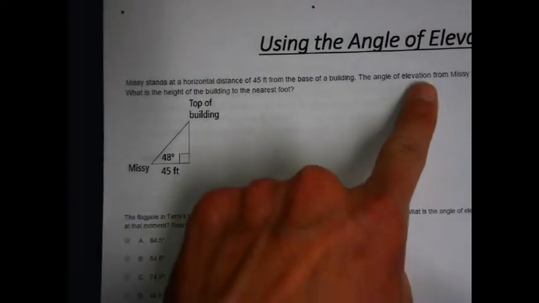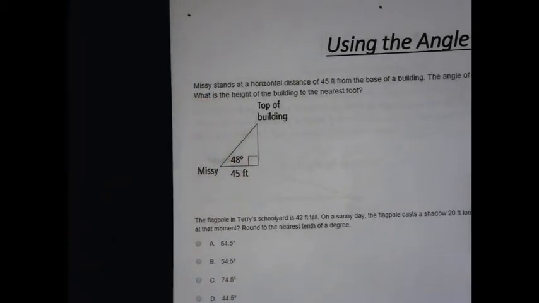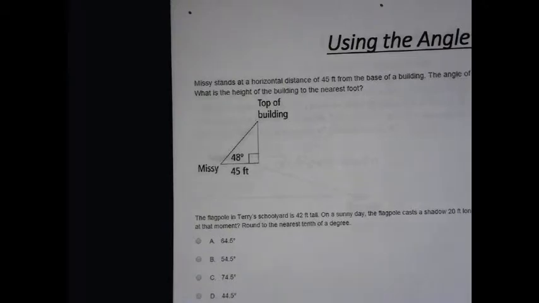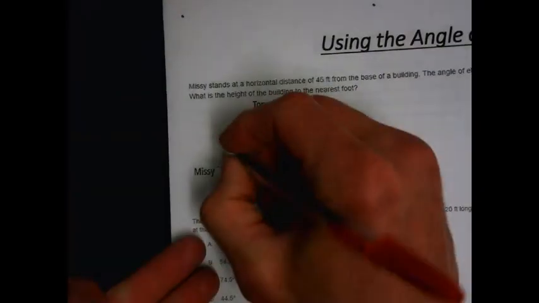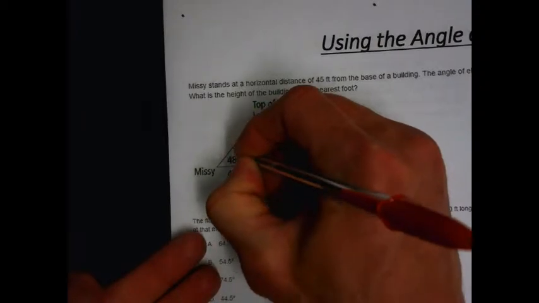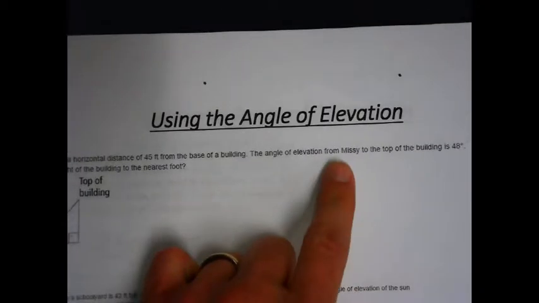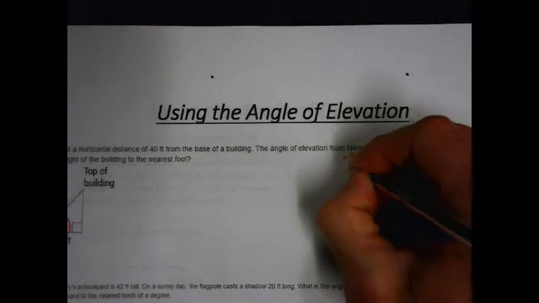The angle of elevation is 48 degrees. What is the height of the building to the nearest foot? Okay, so we're going to look for the height of the building to the nearest foot. Now, does it say that Missy is looking at the top of the building? No, it just says the angle of elevation from Missy. Doesn't mean she's necessarily looking. Okay, so it's not eyes. We got to be careful.